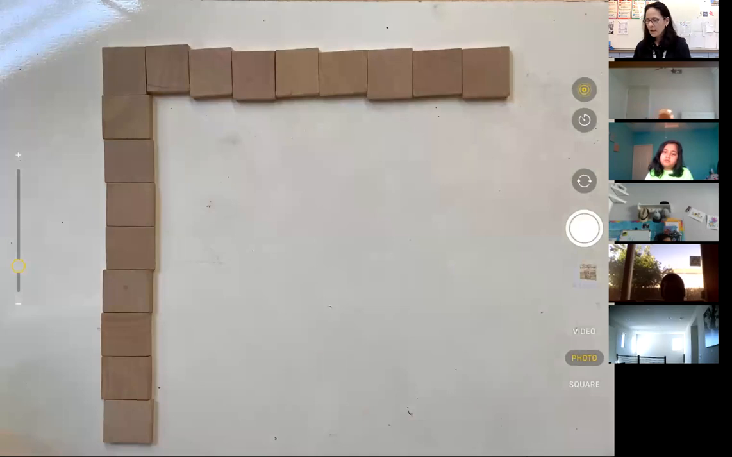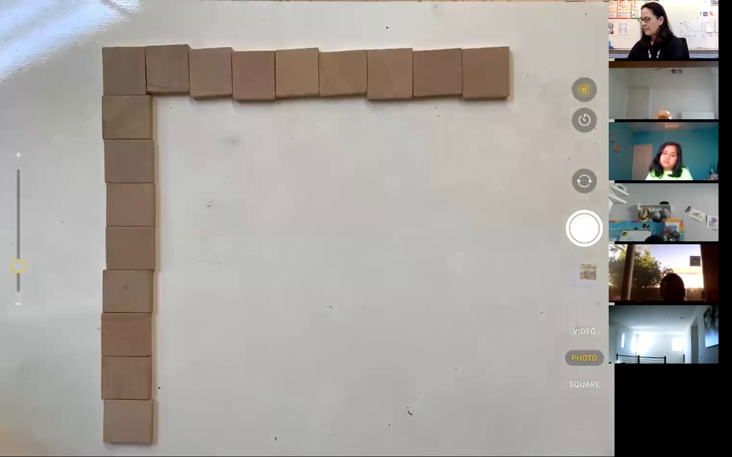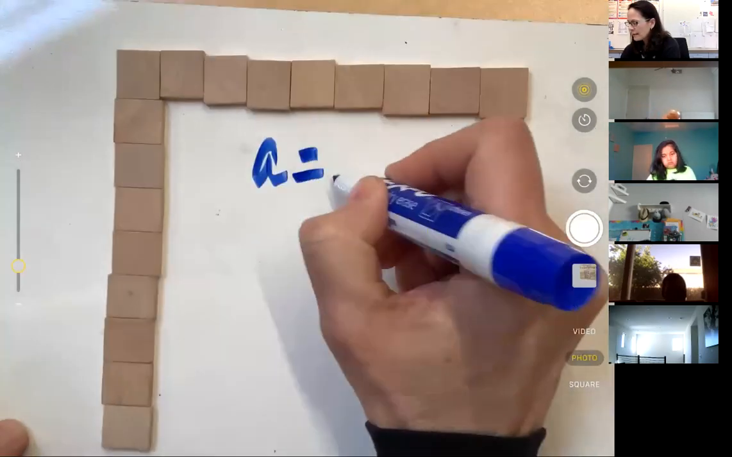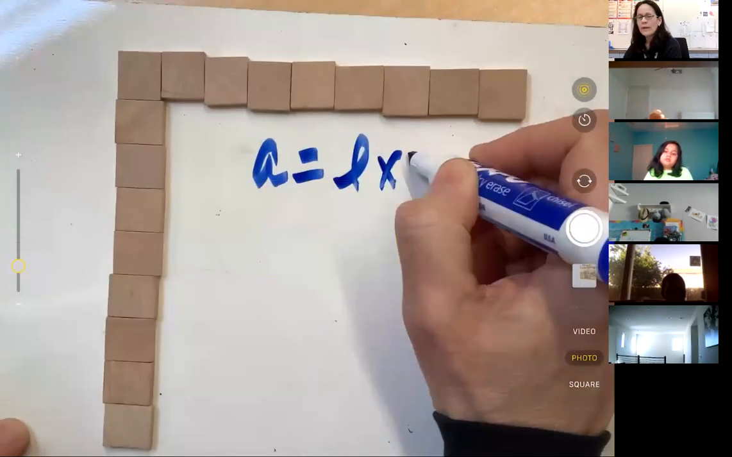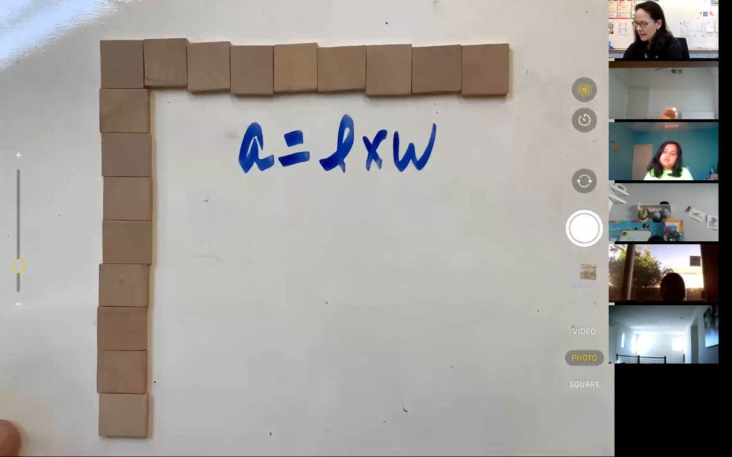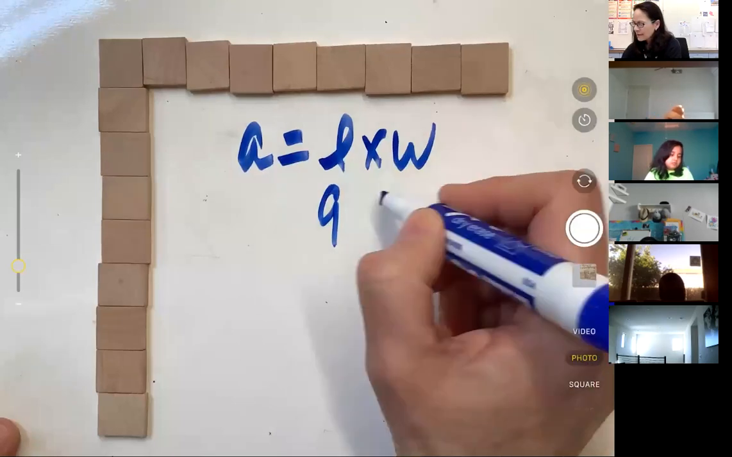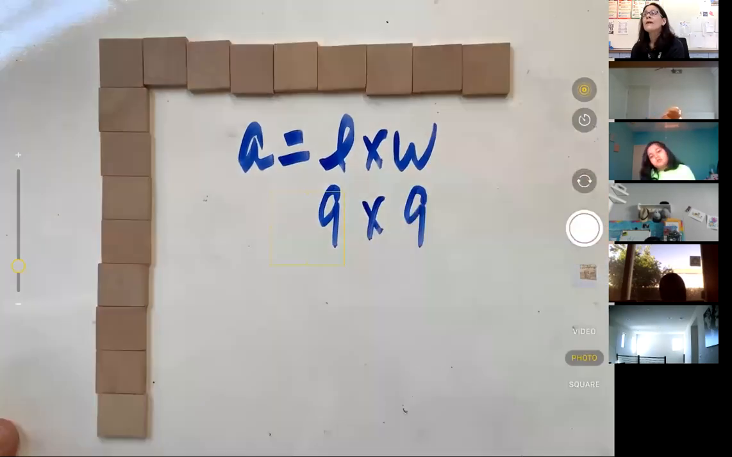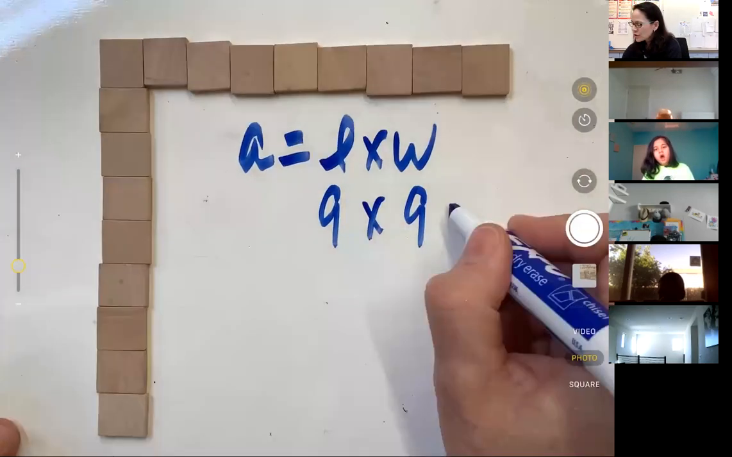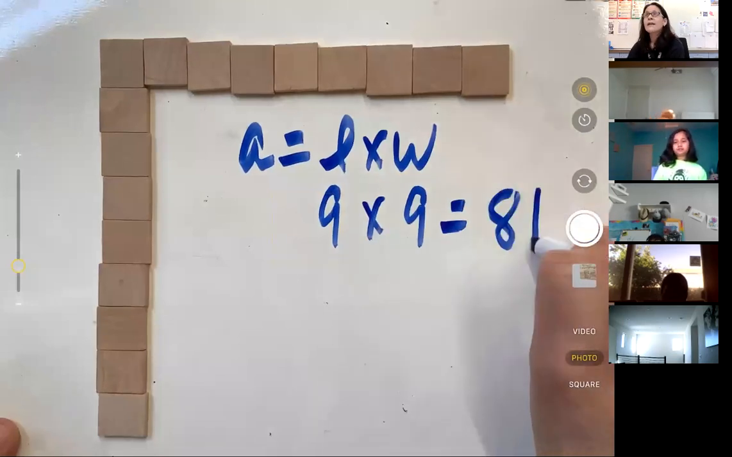So can we solve only using this model? We definitely can, because we know that area equals length times the width. This we know. We know that the length is 9. We know that the width is 9. All things we know, my friends. And so this multiplication fact has a product of 81.